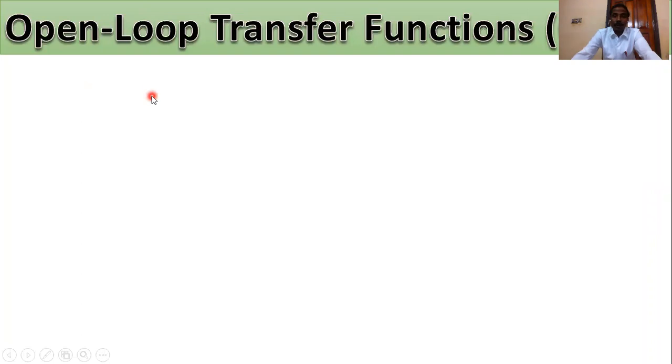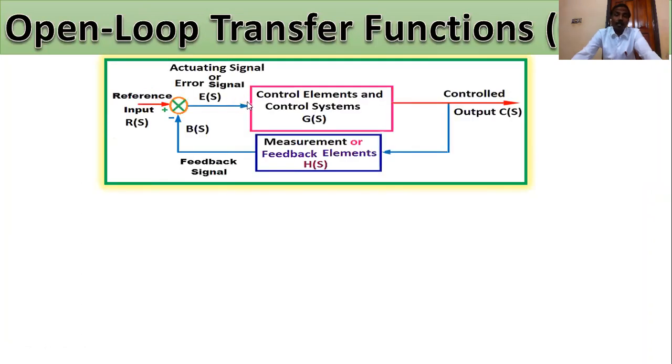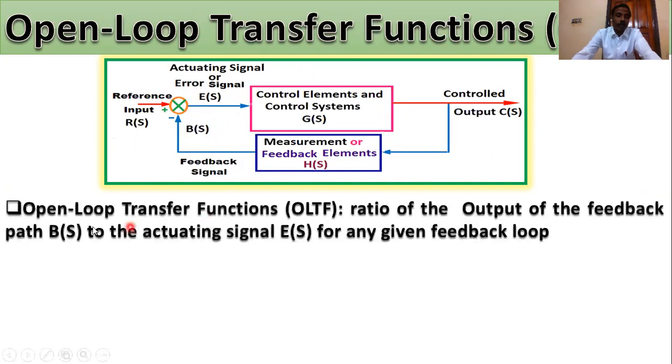Then the open loop transfer function. We calculate the open loop transfer function for a closed loop system, because this is the closed loop block diagram. The open loop transfer function is the ratio of the output of the feedback path B(s) to the actuating signal E(s) for any given feedback loop. In this case, this is B(s), the primary feedback signal, and this is the actuating signal or error signal.